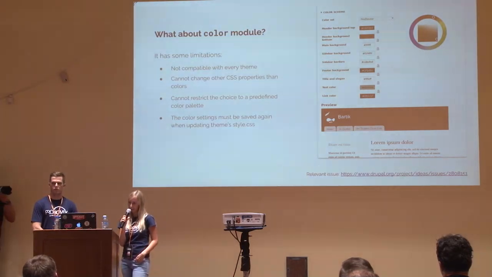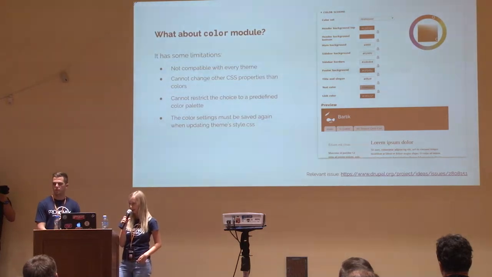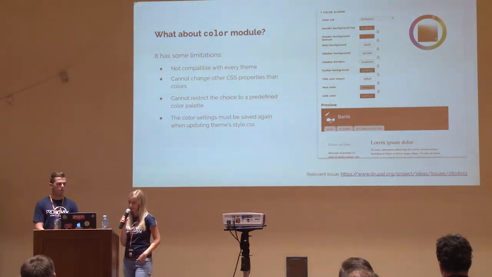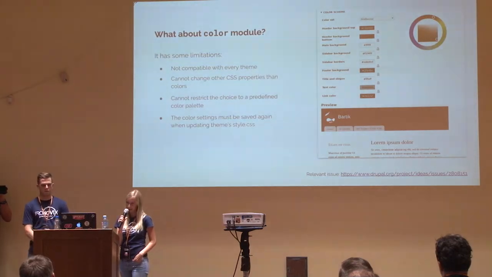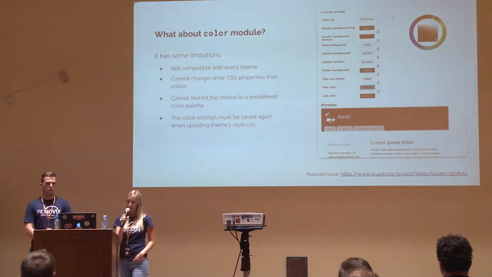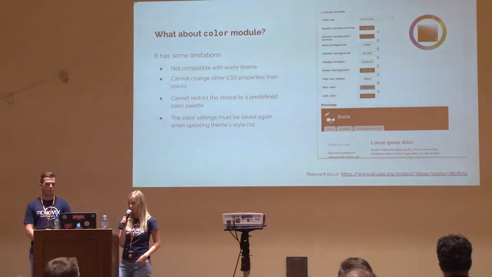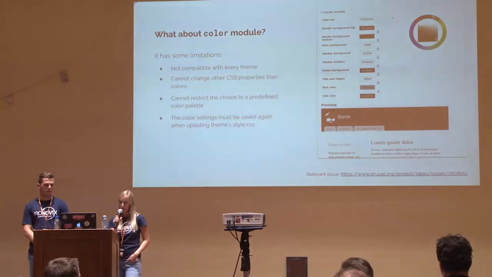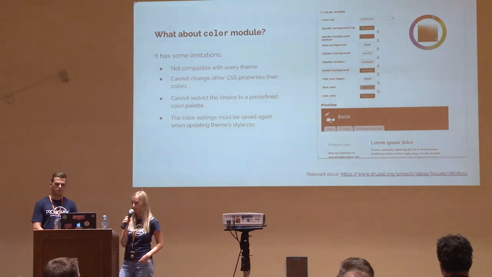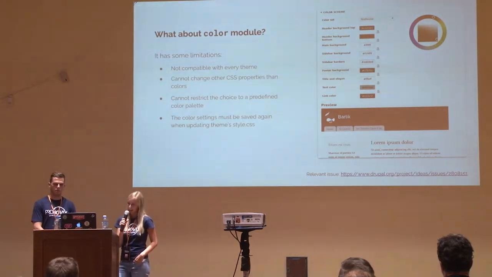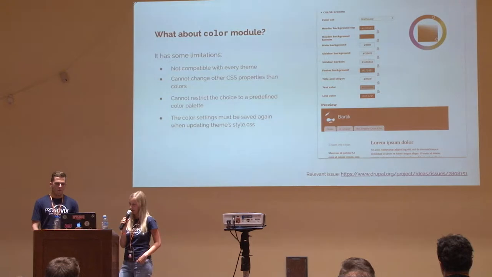And in our project, we are working on a product-based project. So we wanted to have some kind of restriction in case of the colors. So we wanted to set up a kind of color palettes, which helps content site builders to choose a color from the color palette and make something that is in harmony. And after that, another downside of the color module is that you always need to save this form again when you change the theme style CSS.